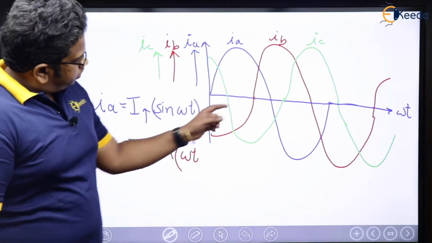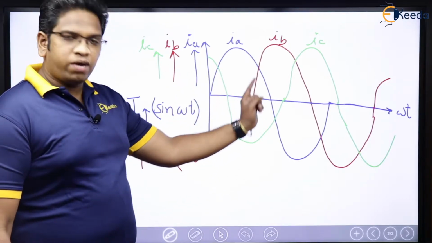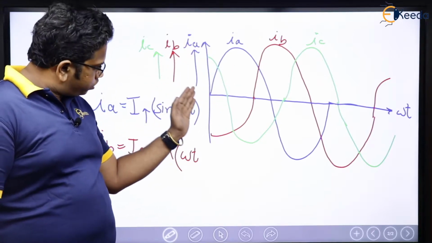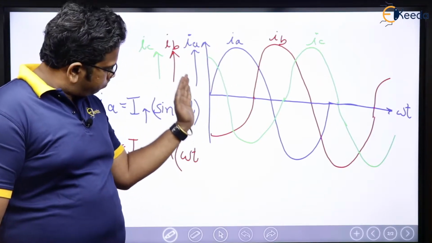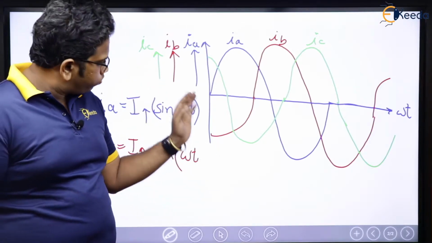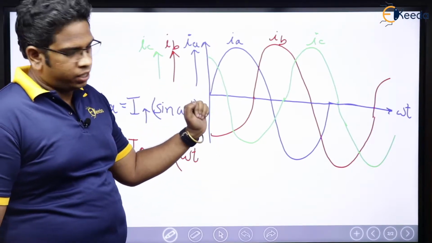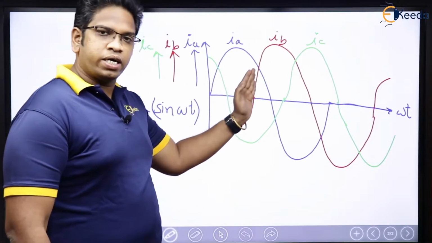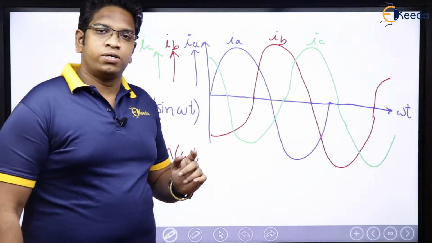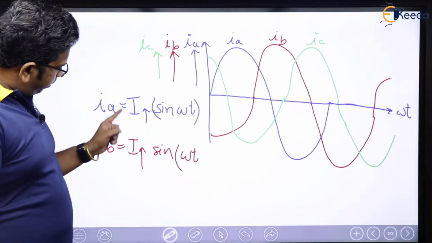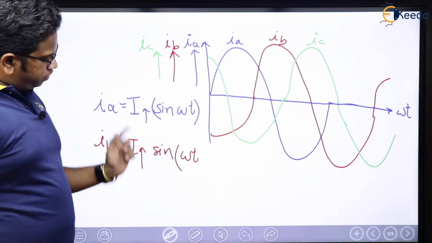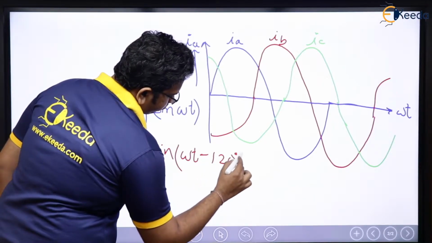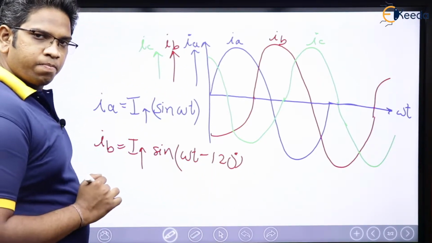But if you see this IB which is there, it is lagging by 120 degrees. Means when IA is crossing 0 to positive maximum, like this, then at the same time B is also crossing 0 in upward direction after 120 degrees. So if IA is I max of sine of omega t, then IB is going to be I max into sine of omega t minus 120 degrees. Is that correct?